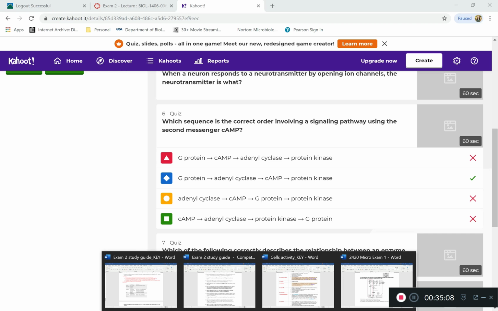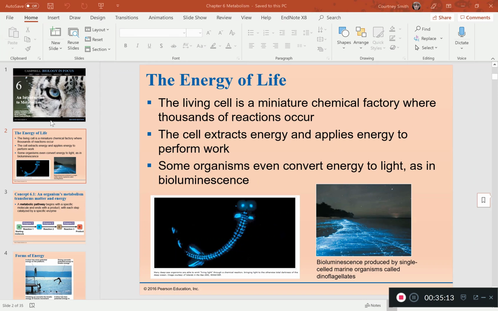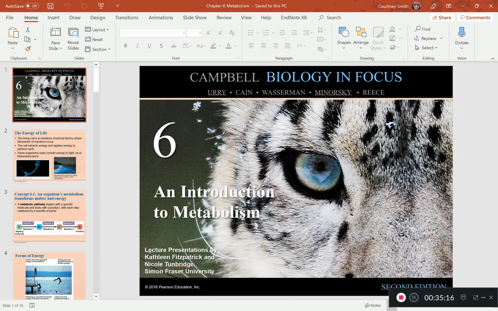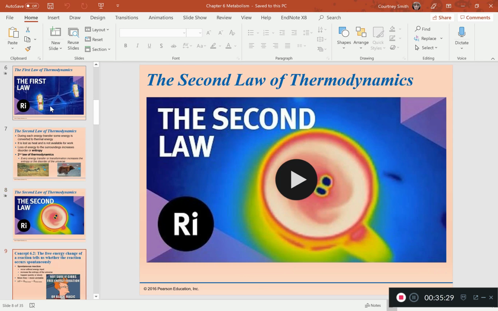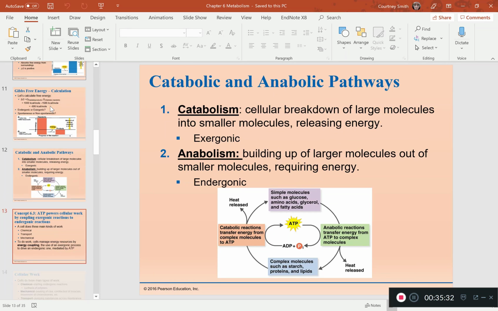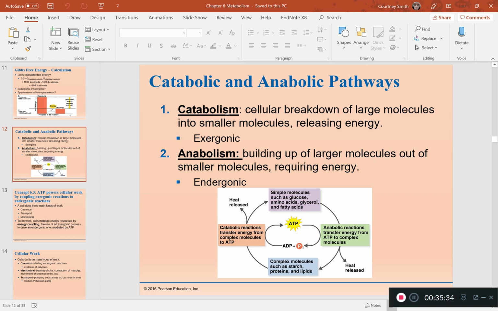Okay, so with that, that will bring us into chapter 6 now. So that was the end of that. Chapter 6 has to do with metabolism. With metabolism, I believe the first question was, what is the difference between catabolism and anabolism? So the main difference between them, if I can find that slide, there it is. Catabolism is cellular breakdown, meaning that you're going from big to small, whereas anabolism is the exact opposite, which is where you are going from small to big.